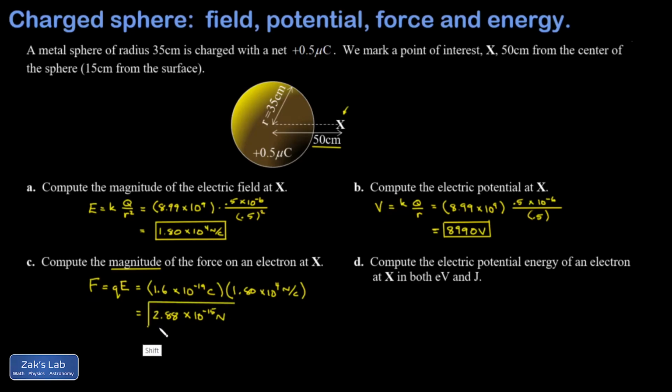That might seem like a small force, but the electron mass is so small that a huge acceleration will be induced by this force. In part D, I'm asked for the electric potential energy of an electron at this point of interest in both electron-volts and joules.